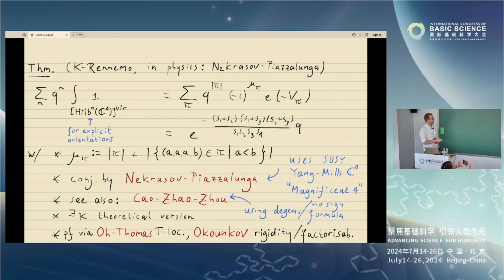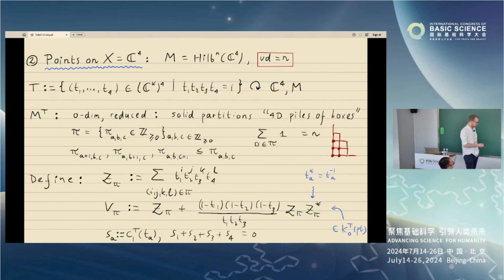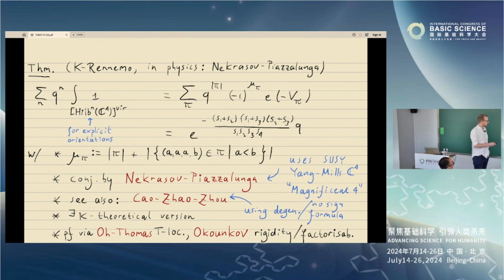So this is a theorem with Rennemo, which hopefully will appear soon. So it's based on a conjecture in physics, Nekrasov and Nekrasov-Piazzalunga. So the theorem states the following. Suppose we equivariantly integrate 1 over the virtual class and put these into a generating series. Then we make certain explicit choices of orientations by choosing explicit maximal isotropic subbundles, such that this generating series is given by a purely combinatorial generating series, namely the sum over all solid partitions, q to the power the size of the partition times the sign, which I'll comment on in a second, and then times the Euler class of minus V_pi, where V_pi was defined on the previous page. And this is given by the explicit formula you see here.